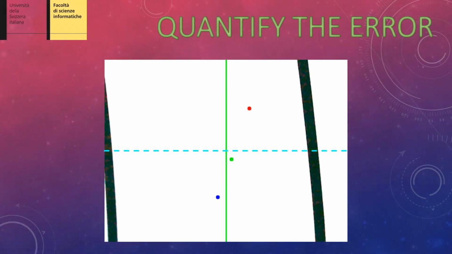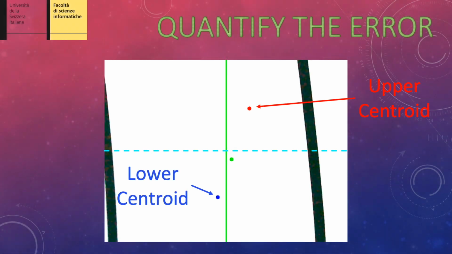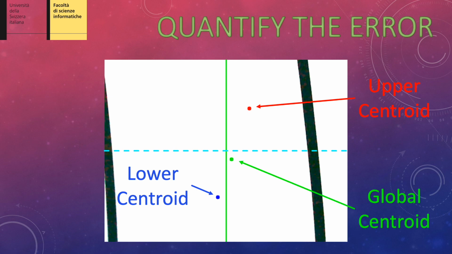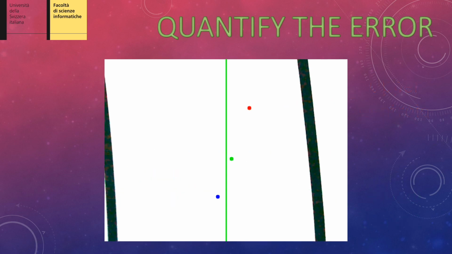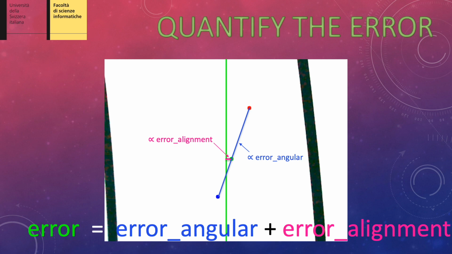In order to quantify the error, we split the image into 2 horizontal bands, and we computed the centroid of each band. And also, the global centroid was computed. The control action should take into account 2 main components. The first component is proportional to the slope of the line connecting the upper and lower centroids. It expresses the error of the angular position of the robot with respect to the street. The second component is a measure of the misalignment between the robot and the center of the street. Here, the error is the sum of these 2 components.